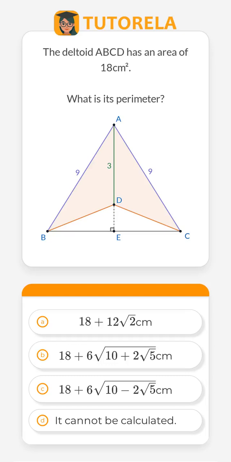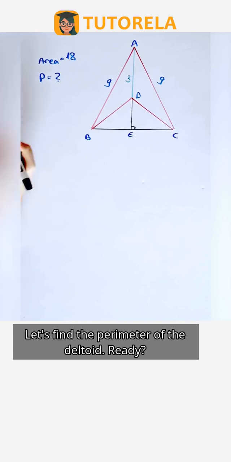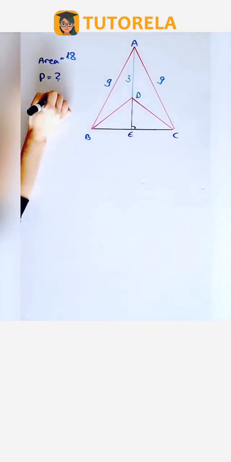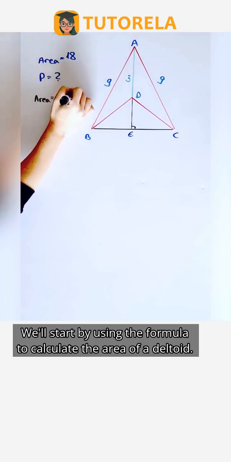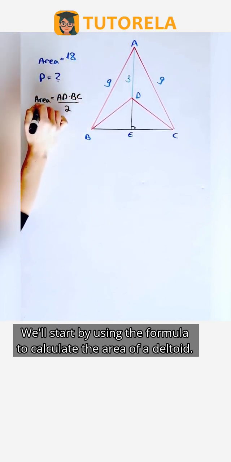The deltoid ABCD has an area of 18 square centimeters. What is its perimeter? Let's find the perimeter of the deltoid. Ready? We'll start by using the formula to calculate the area of a deltoid.